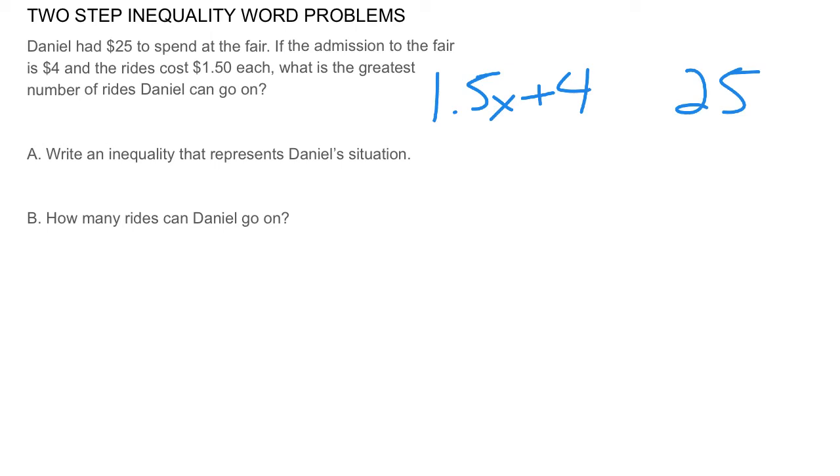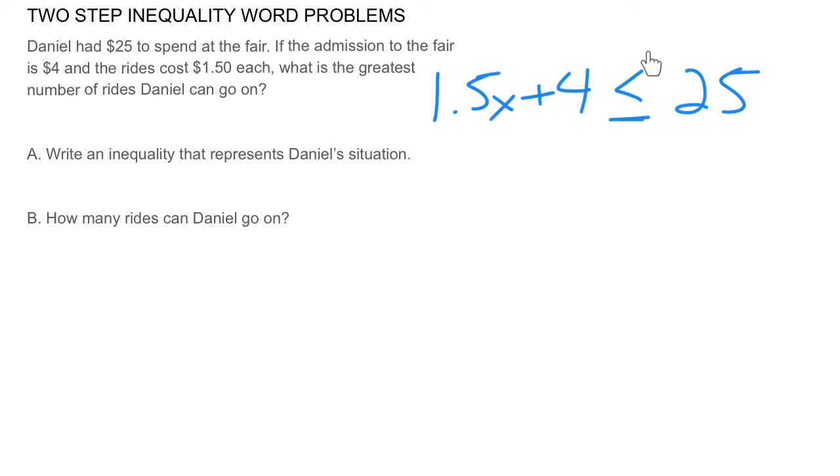And what goes in between is going to be less than or equal to. It's less than or equal to because Daniel has a limit. At most, he can spend $25. So for these rides and the entrance fee to the fair, he can only spend up to $25. So that limits the number of rides that he can go on.